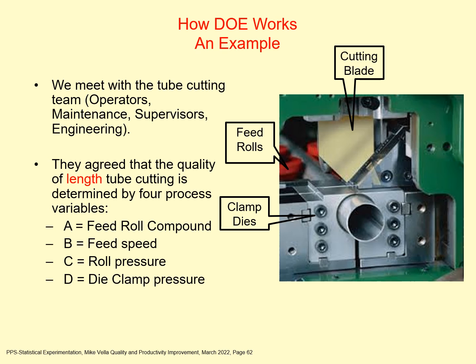So we meet with the tube cutting team, the operators, maintenance, supervisor, and engineering, to get their idea about how to improve the process. And they've agreed that the quality of the length of the tube cutting process is determined by 4 process variables: A, feed roll compound; B, feed speed; C, roll pressure; and D, die clamp pressure.